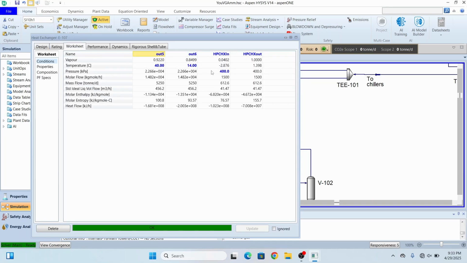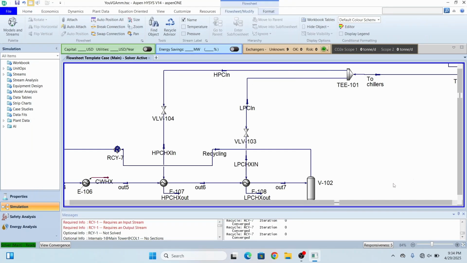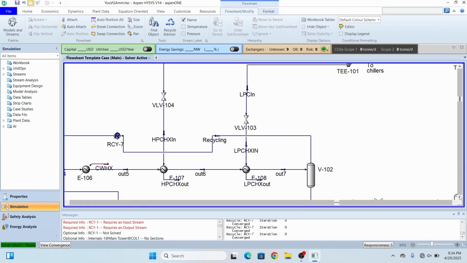Now my chiller has been converged. Here you can see that around 13 to 14 degrees delta T is present. If I increase this pressure to 450, you can see that up to 450 is also good. But if I increase this pressure to 500 or more, then these two temperatures will approach each other, and you will have an error over here. 450 kilopascal is good. Now you can see that I have converged all my heat exchangers.